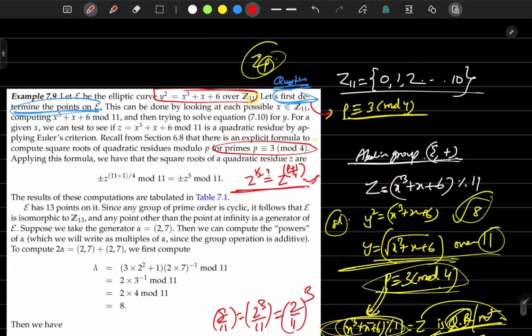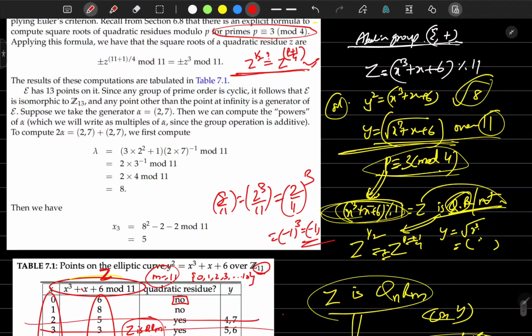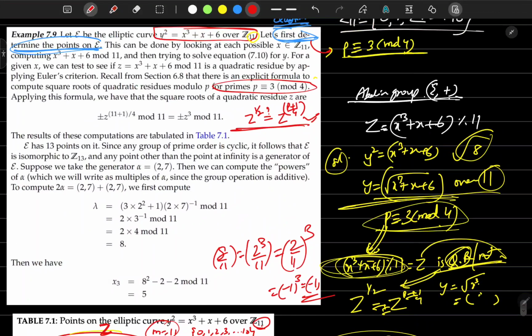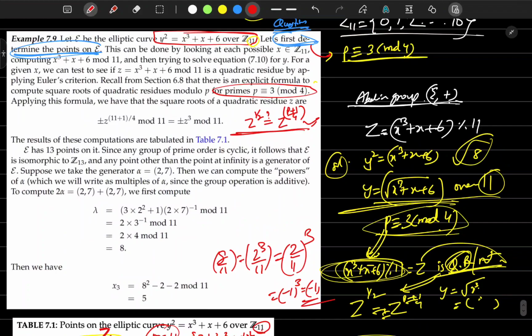Now the next task is to find out in this abelian group who is our generator. To find the generator, you have to iterate, it is a tedious process. From the set we got, we have 13 points in that group. Among the 13 points we have to declare what our generator is.